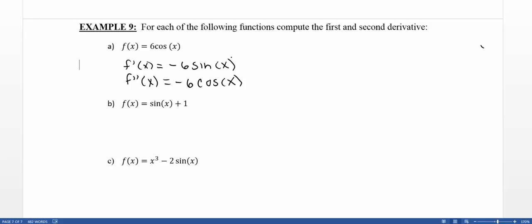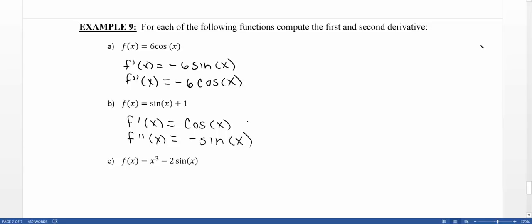Part B, sine x plus 1. The derivative of sine is cosine, so we start with that term and get cosine x. Now the derivative of 1 is 0 because it's a constant. The second derivative means we're taking the derivative of cosine, which from our chart is negative sine. So our first derivative is cosine x, and our second derivative is negative sine x.